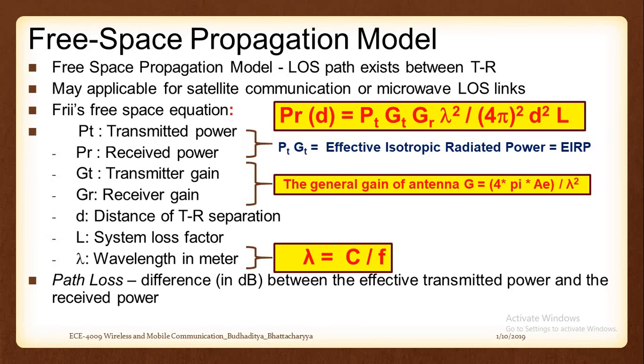And you have lambda, which is given by C by F, because you know the frequency at which you are operating, so C by F will give you lambda. And you have D, which is basically the distance where you are making the measurement. Transmitter and receiver will have a separation distance, so that D is this D. And L is the overall loss factor, usually considered to be 1. That's an environmental loss factor. So L you can neglect, that usually is 1.